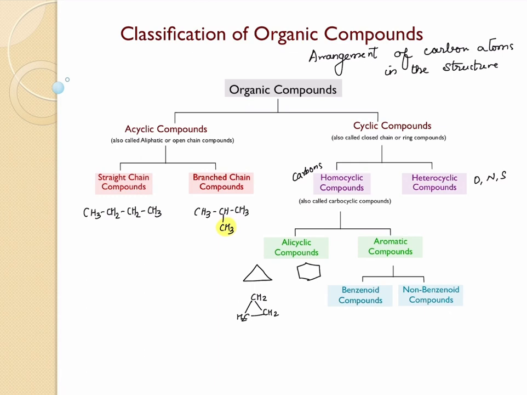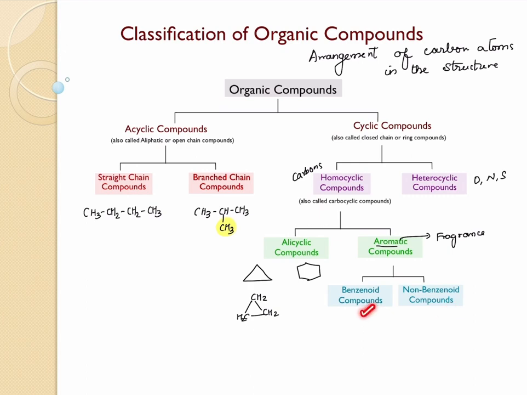The Greek word aroma means fragrance. So these compounds are going to have some sort of smell associated with it. These aromatic compounds are generally cyclic and they're going to have unsaturation in them, meaning that they're going to definitely have double bonds. And they can be classified under two different heads. One is benzenoid compounds, another one is non-benzenoid compounds.